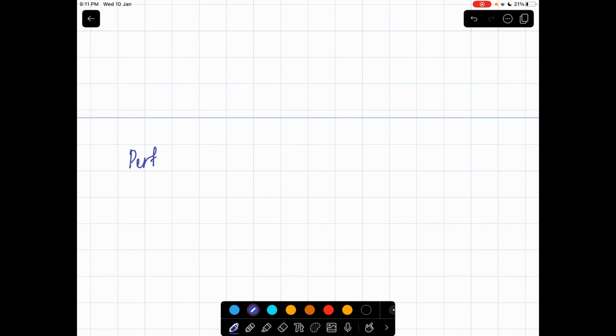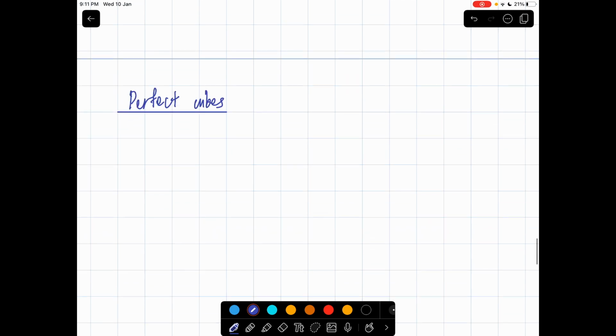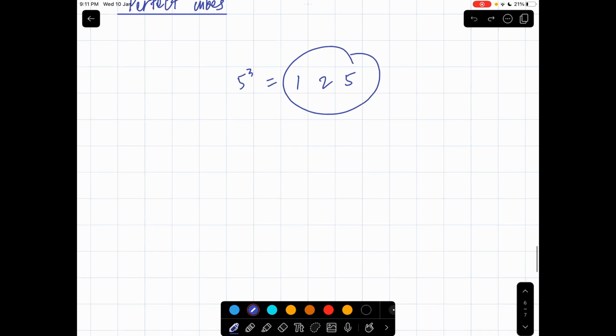Same concept: perfect cubes are numbers that, when cube rooted, give you a whole number. So the first way to find perfect cubes is just to cube a number. For example, we had 5 cubed earlier. So 125 is a typical example of a perfect cube, because when you cube root 125, you will get a whole number, which is 5 in this case.